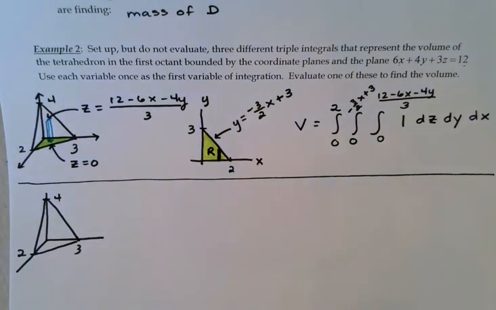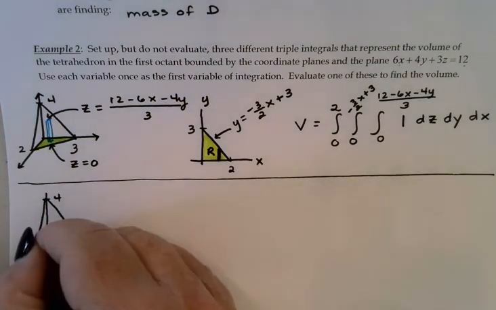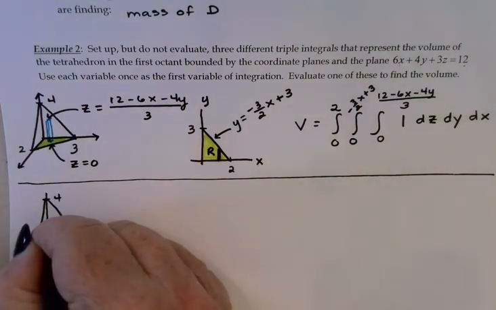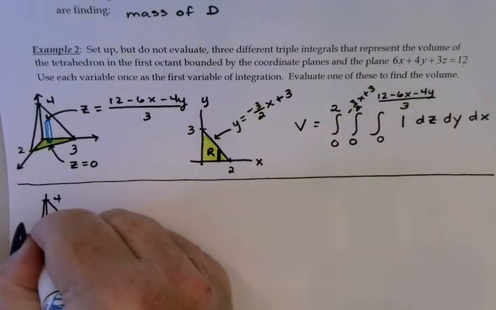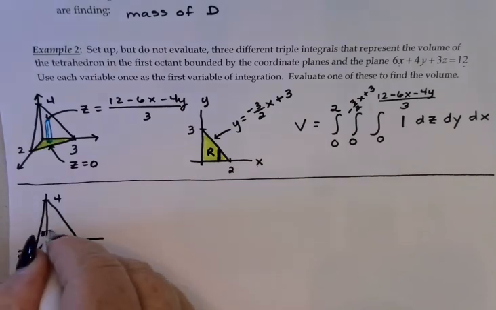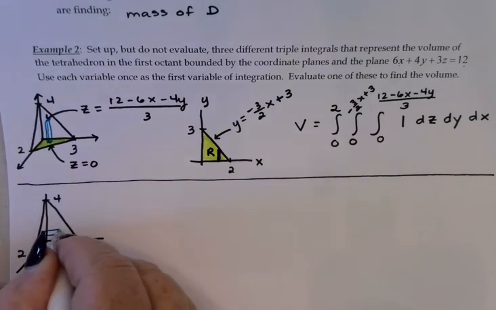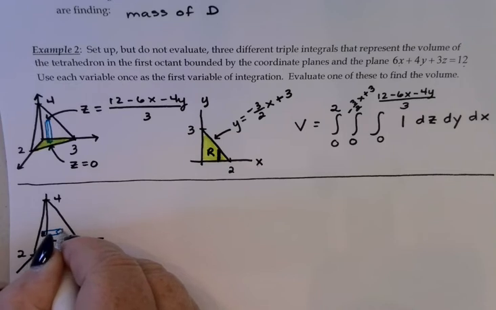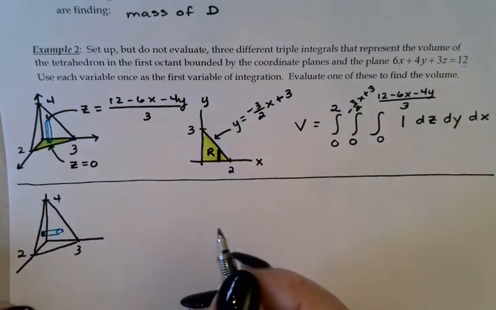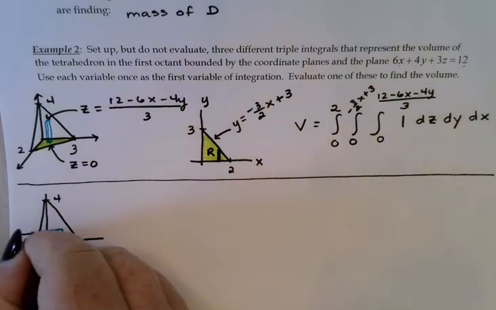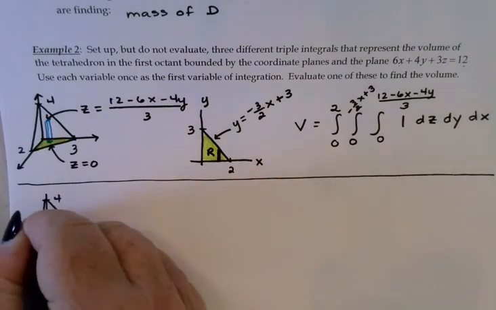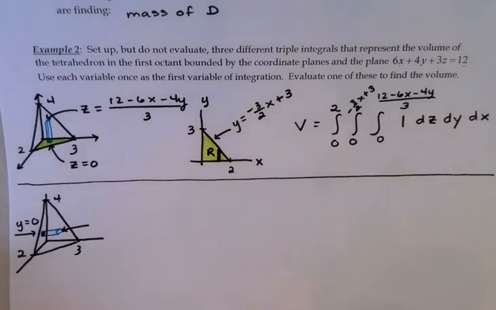This time I'm going to choose to go from left to right. So I'm going to imagine starting over here on the left side in the xz plane. Actually, let me make that a different color, make it a little easier to see what we're doing. And I'm going to go to the right until I hit that slanted plane. So I start over here on the left at y equals 0. And I stop over here on the right when I hit the plane.